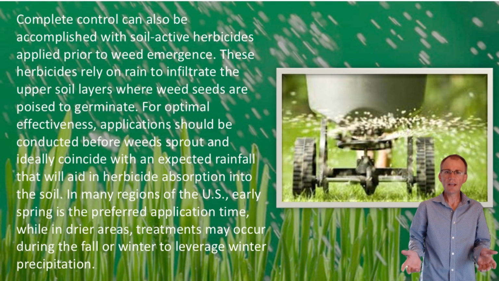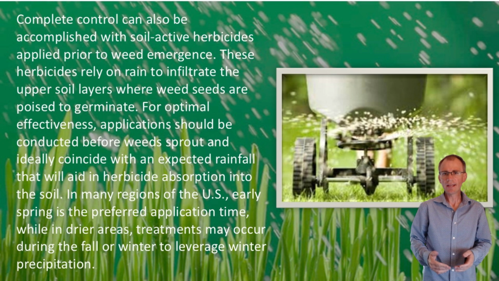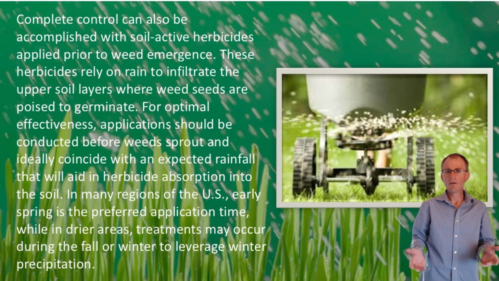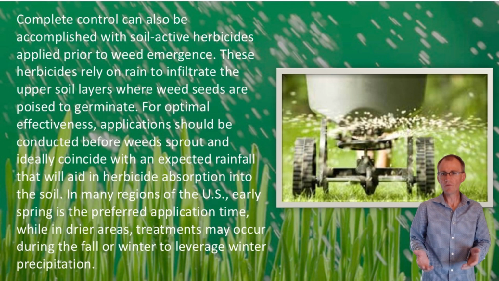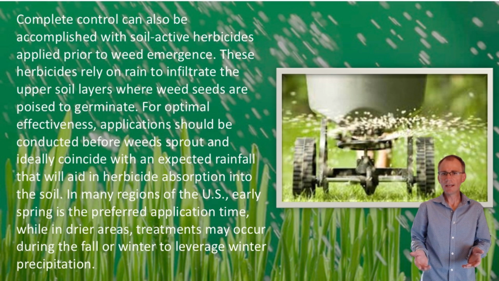Complete control can also be accomplished with soil-active herbicides applied prior to weed emergence. These herbicides rely on rain to infiltrate the upper soil layers where weed seeds are poised to germinate. For optimal effectiveness, applications should be conducted before weeds sprout and ideally coincide with an expected rainfall that will aid in herbicide absorption into the soil.